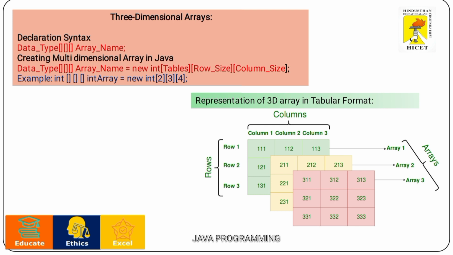In the first subscript we need to mention the table size, in the second one the row size, and the third one is the column size. In this example, the name of the array is intArray and the table size is 2, the row size is 3 and the column size is 4. So this diagram represents the three-dimensional array with 3 tables, 3 rows and 3 columns.